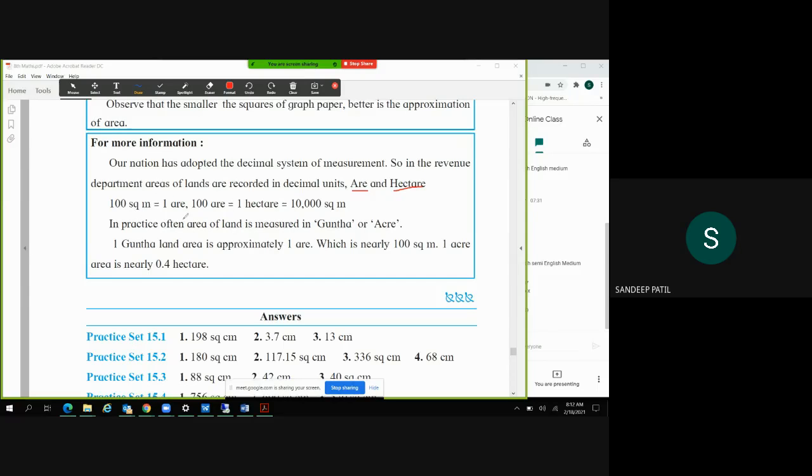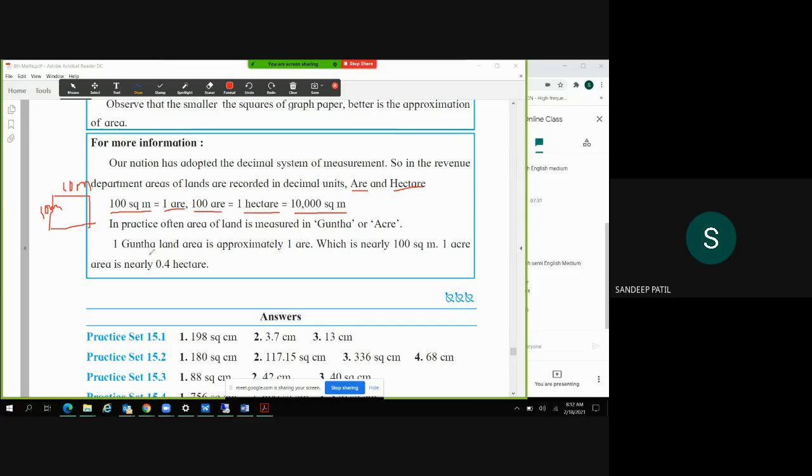So 100 square meter. So आप देख लीजिए कि 100 स्क्वायर मीटर मतलब 10 मीटर by 10 meter square. Okay, simply square. So 100 square meter is equal to 1 are, or 100 are becomes 1 hectare. That is nothing but 10,000 square meter.